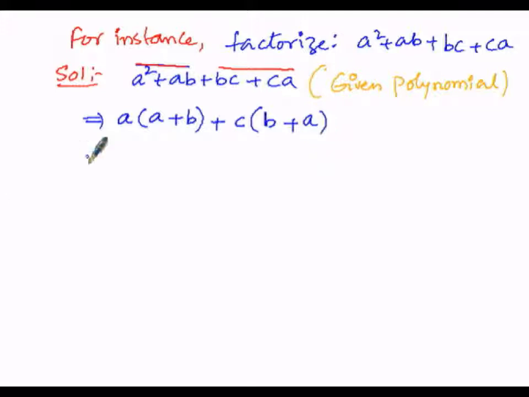Now that implies, a into a plus b written as it is, plus c into, according to the commutative property, a plus b can be written as b plus a, both have the same meaning. For instance, 3 plus 5 is 8, 5 plus 3 is also 8. So here b plus a can be written as a plus b.